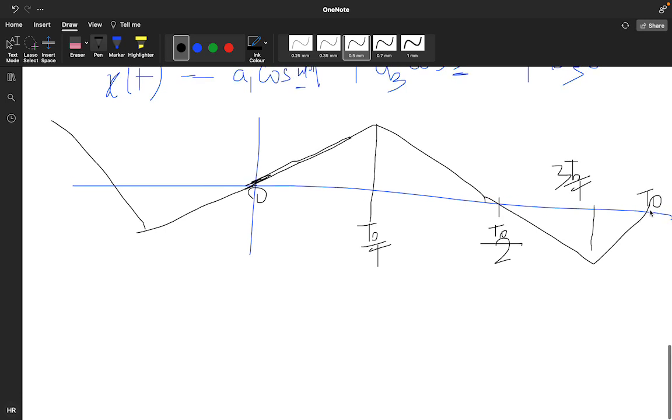Okay, how will you check the half wave symmetry? You need to find T naught by 2. What will the T naught by 2 value be? This particular value is your T naught by 2.